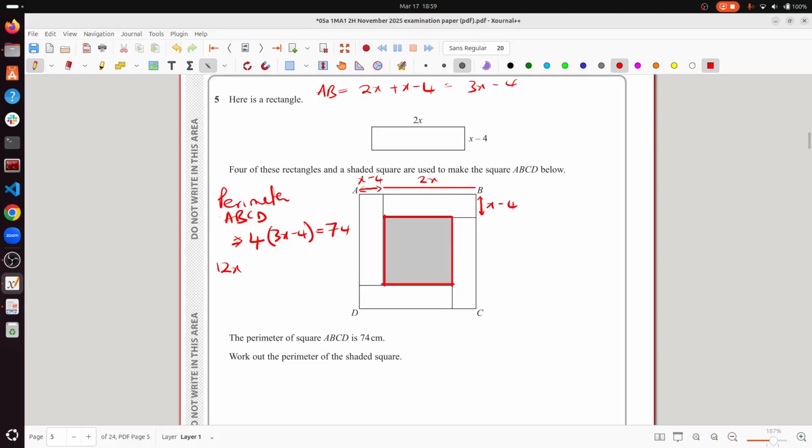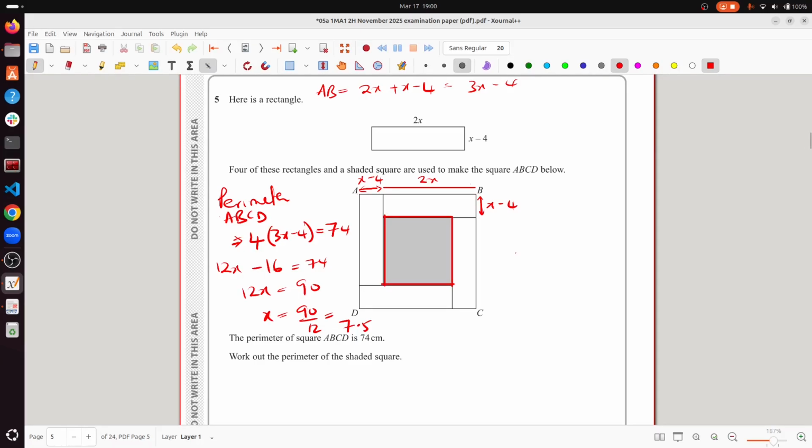That gives me 12x minus 16 is equal to 74, and 12x is equal to 90, and x is equal to 90 divided by 12, which is 7.5. So my x is 7.5.